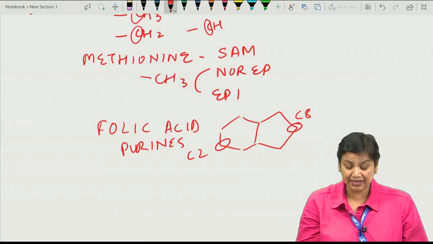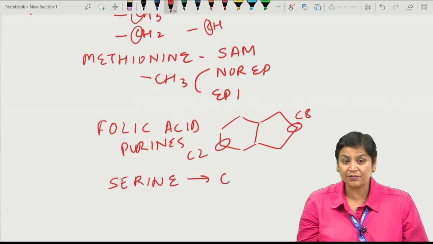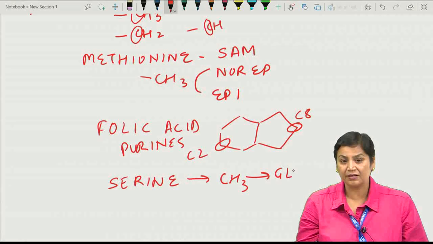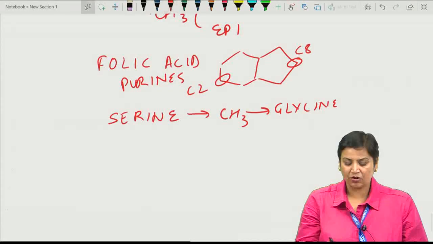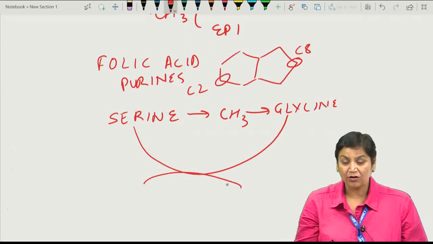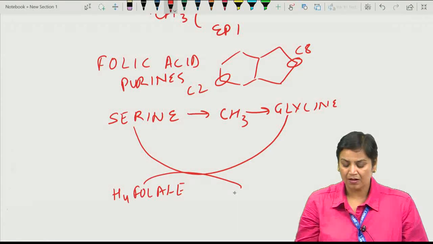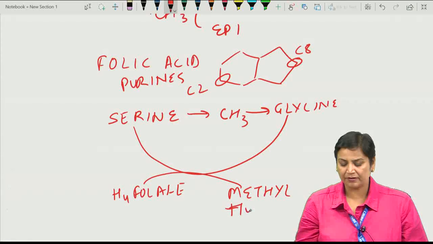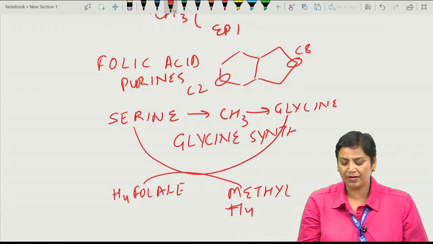Now here in the question it is asked about serine. Serine is another very important amino acid which is donating its methyl group to glycine. Basically it is synthesizing glycine. This serine is converted into glycine taking folic acid as one of the intermediates, H4 folate, methyl tetrahydrofolate, and it is also known as the glycine synthase complex.